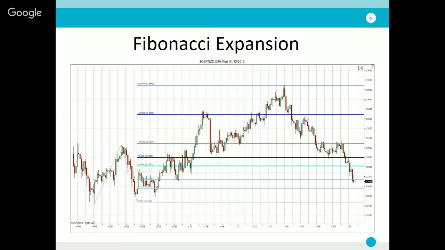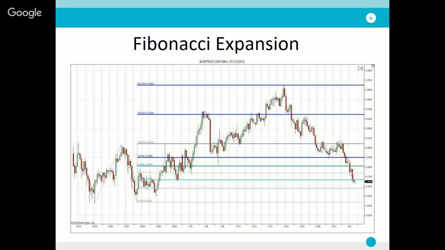Now, the Fibonacci expansion levels that we want to monitor, that we want to concentrate on, are the 100% expansion level, the 150% expansion level, and the 200% expansion level. So these levels mark a move from the correction point, which is firstly equal to the initial move, then 1.5 times the initial move, and finally double the initial move. So 200% expansion is double the initial move.